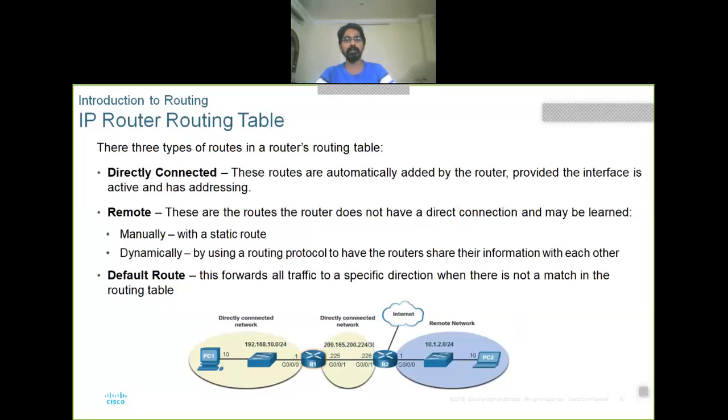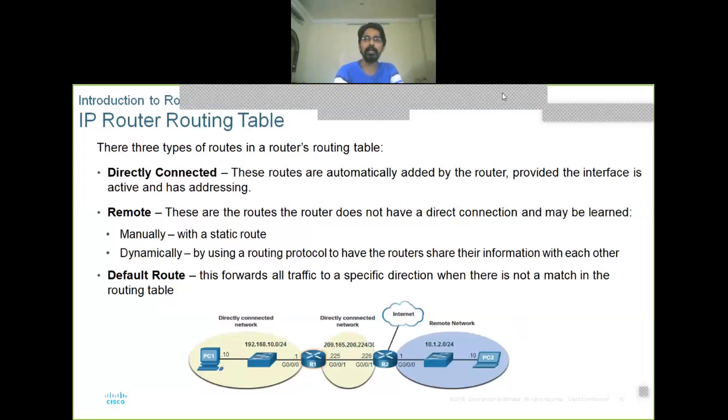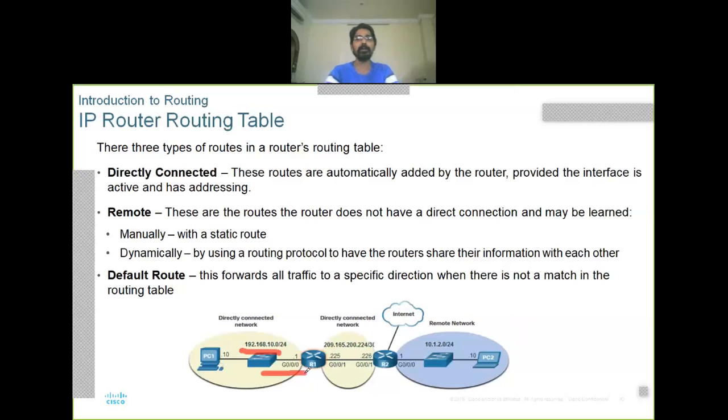What are the three types of routes? Directly connected route. As we already learned, to router R1, this network 192.168.10.0 is directly connected. So this type of route is called a directly connected route. And the router R1 routing table also contains the network information of this remote network. But this remote network is not directly connected to R1. It is connected through a router, so that's why it is called a remote network. This type of route is called a remote route. Directly connected route, remote route.